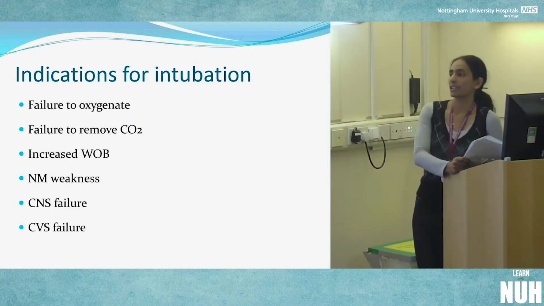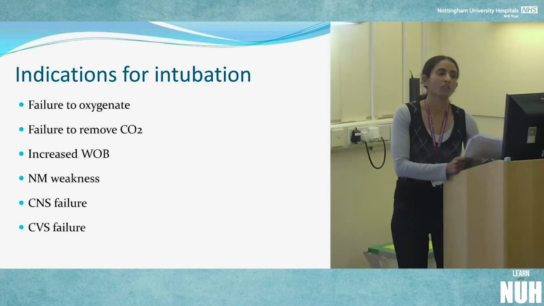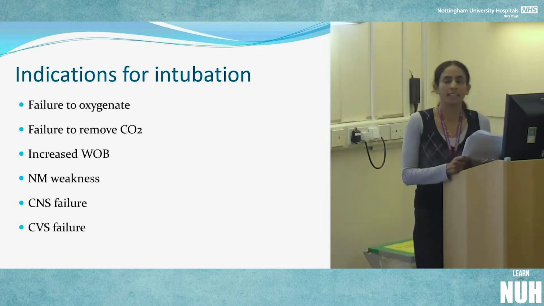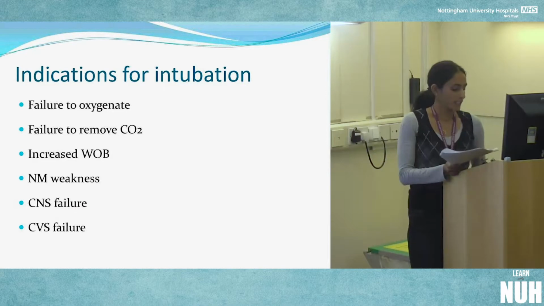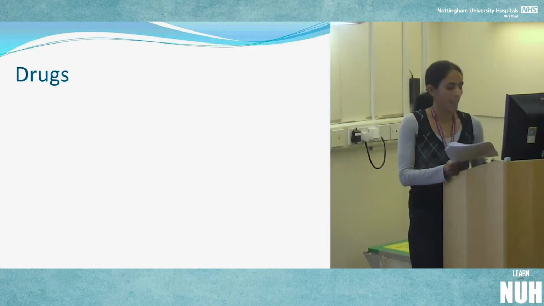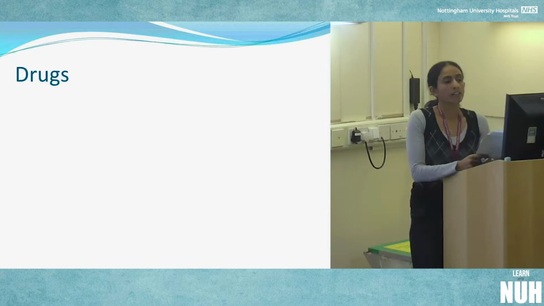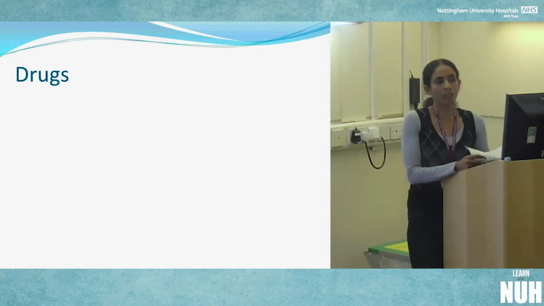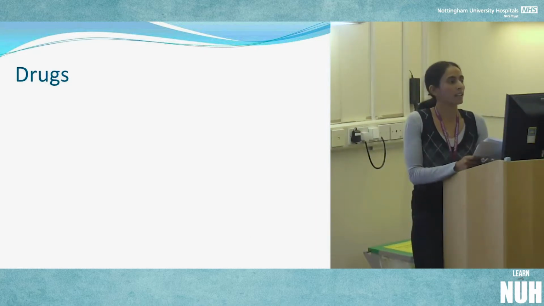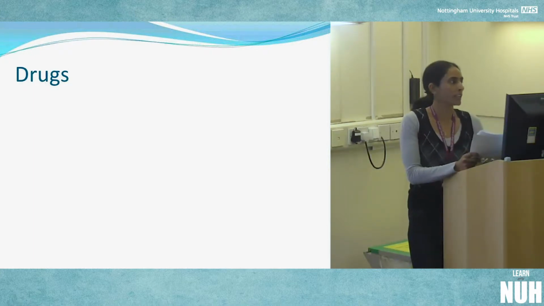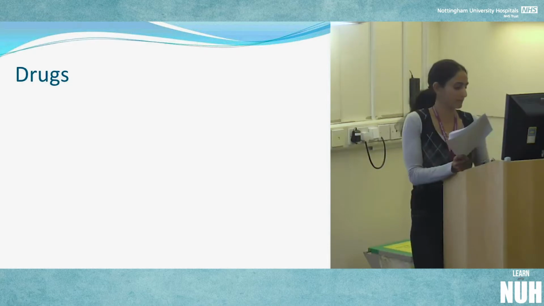So whatever be the presentation or the pathology, the indications for intubation would be almost the same as in adults. So failure to oxygenate or remove CO2, increased work of breathing, neuromuscular weakness, CNS, and CVS failure. So if there's anything that you can do before intubating to make the situation better, other than airway maneuvers, using drugs. Can anybody think of most favorite drugs in these situations?